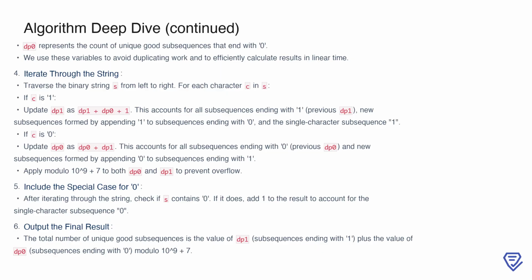To handle large numbers and prevent overflow, we apply modulo 10^9 + 7 after each update. Lastly, we account for the special case where the string contains 0. If it does, we add the single subsequence 0 to the result.